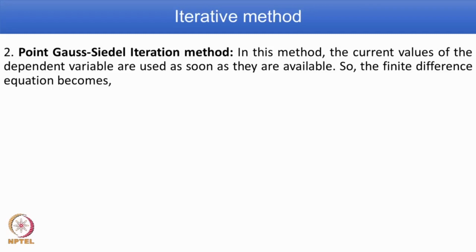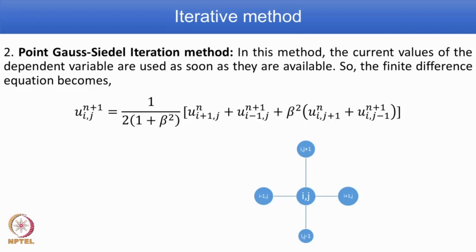The next one is the point Gauss Seidel iteration method. In this method, the current values of the dependent variable are used as soon as they are immediately available. So, the discretized form is written for point Gauss Seidel iteration as shown here. Though it looks similar, you have to pay attention to a particular term, that is u i minus 1 j with a superscript n plus 1 and u i j minus 1 with a superscript n plus 1.